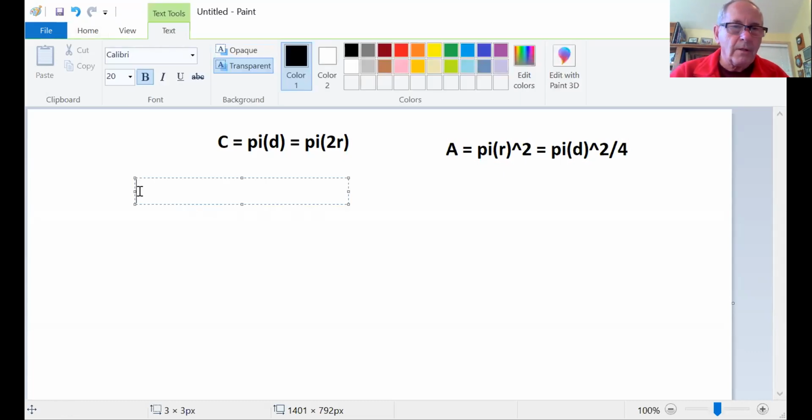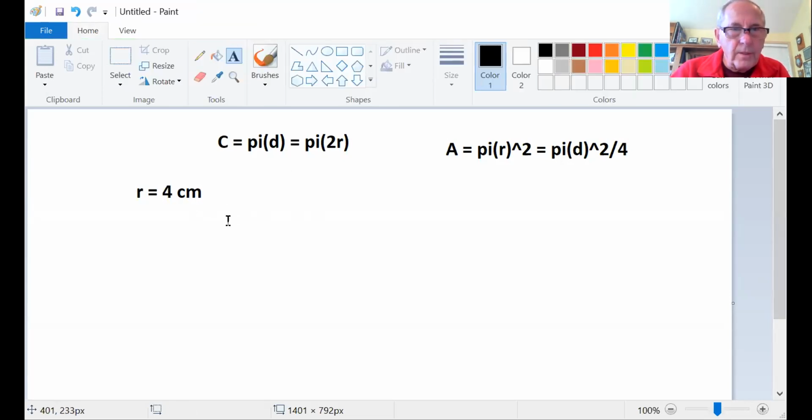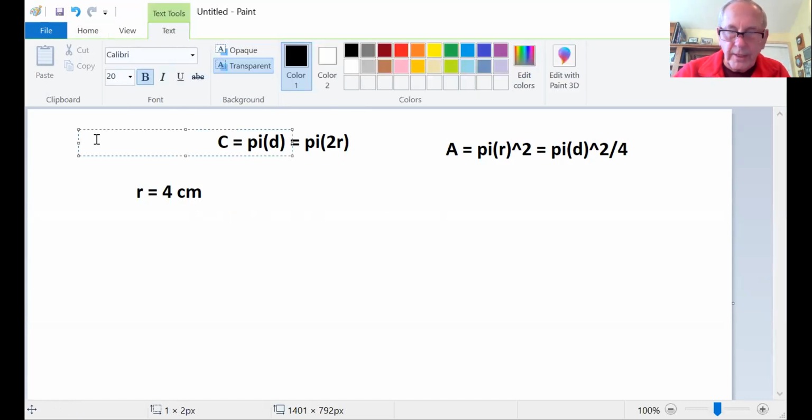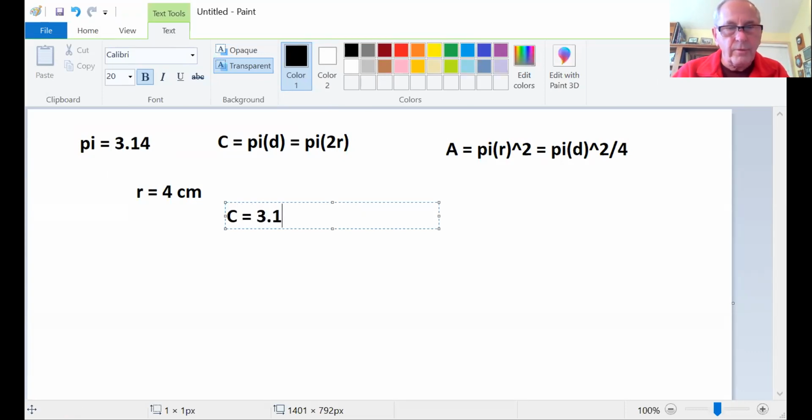So if you're given r is equal to 4, let's say centimeters, what's the circumference? You're going to plug that 4 into this. And we're saying pi is equal to 3.14. So you just plug it into that equation. C is equal to 3.14 times 2 times 4, 4 centimeters. You multiply that out, and that's what C would be.